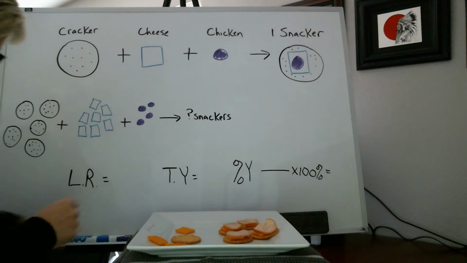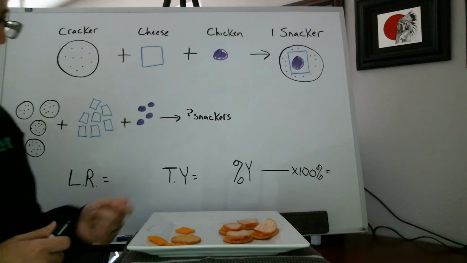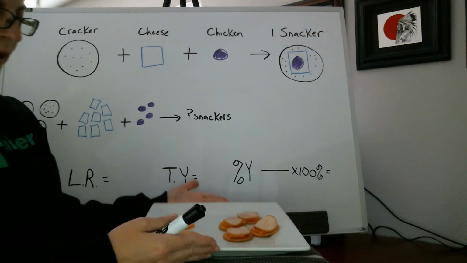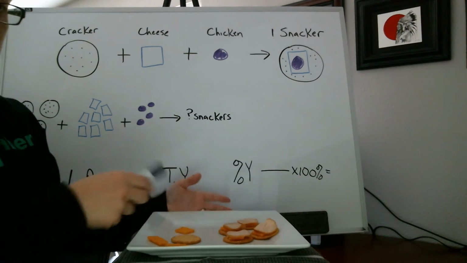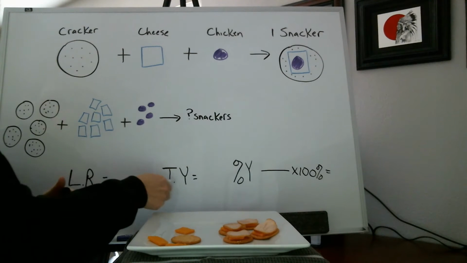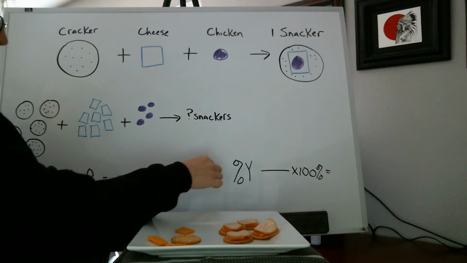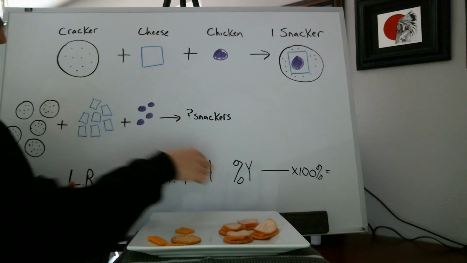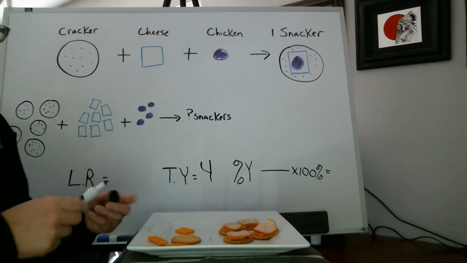So my theoretical yield, which is what I'm able to produce, is 4, right? I can produce 4 snackers. I just abbreviated to save room. So my theoretical yield is 4.